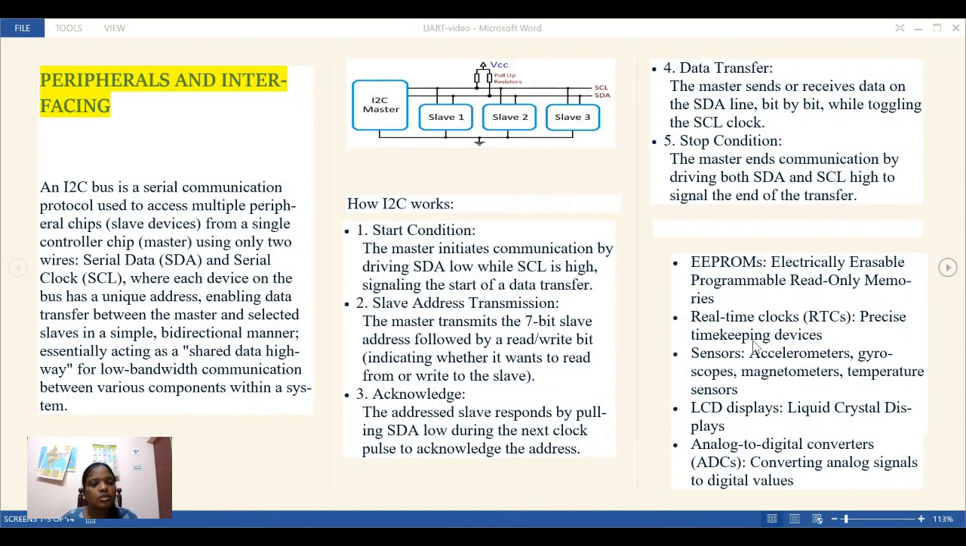Good morning to all. Today we are going to see the topic peripherals and interfacing in PIC microcontroller. So first we are going to see what is I2C bus. I2C is nothing but inter-integrated circuit.